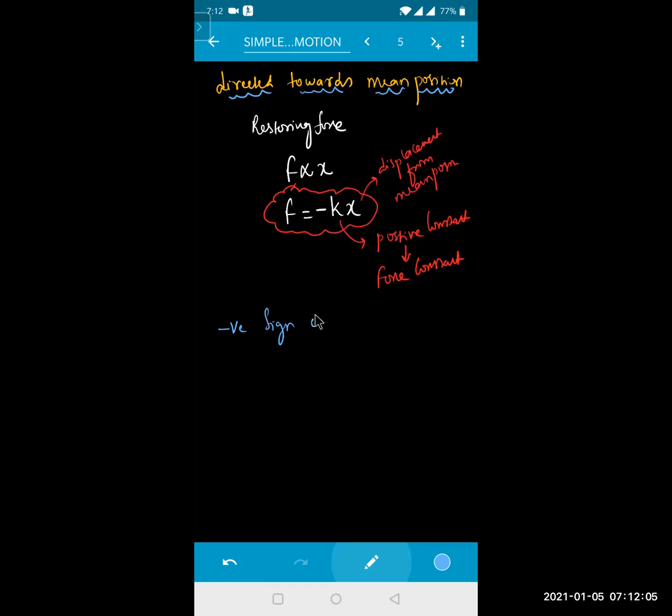The negative sign indicates that the restoring force is coming backwards. It indicates that force is always directed towards the mean position.